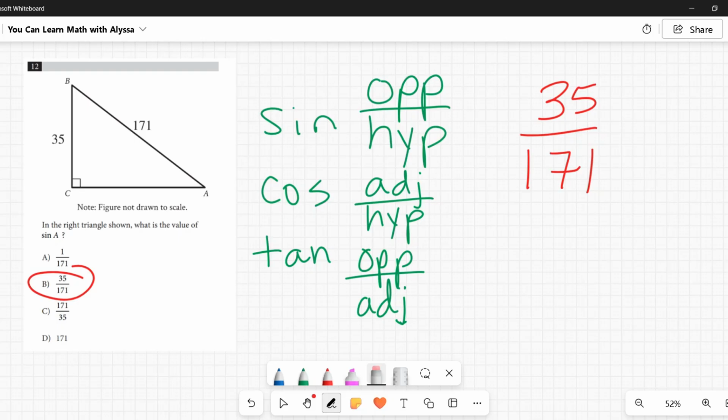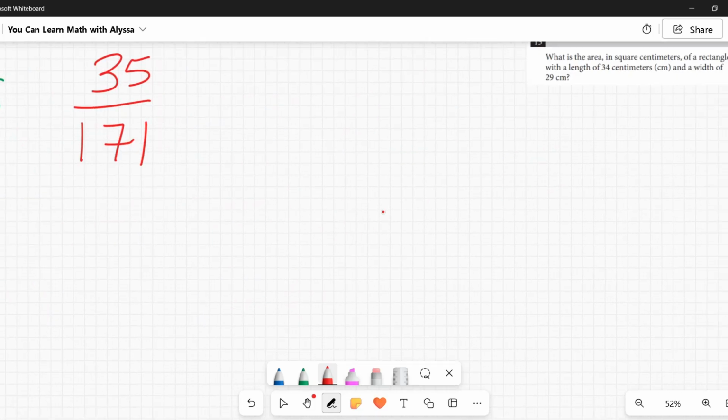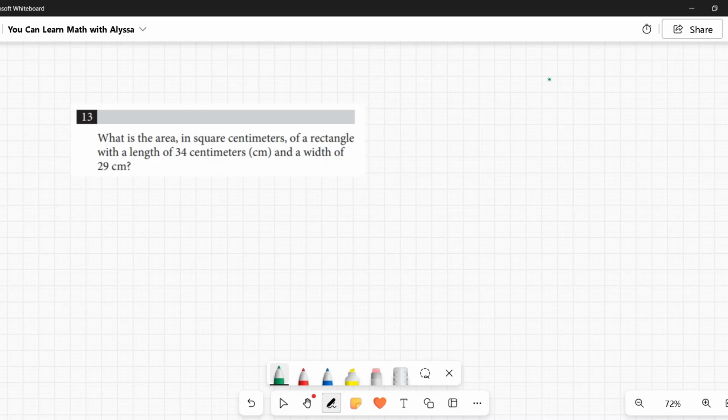In some certain problems, they might give you these two sides expecting you to use the Pythagorean theorem to figure out the third side and then use it for your trigonometric functions. It's not the case here, but be aware that that may happen. But here it's just very straightforward. Opposite over hypotenuse, 35 over 171. That's B.